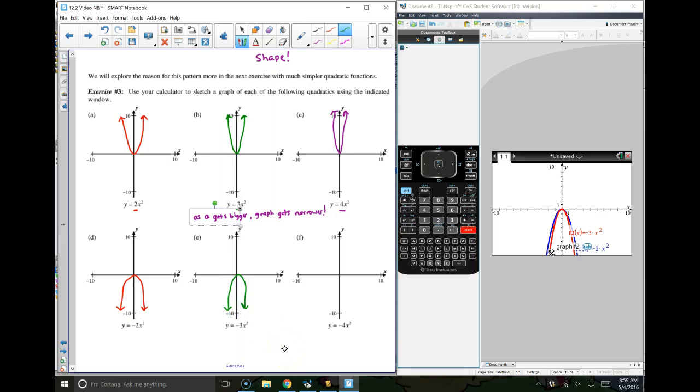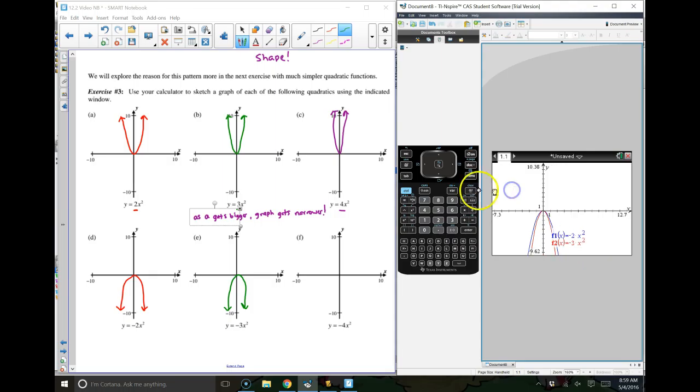Okay? And the last one, we can predict that it's going to be exactly the same, except it's going to be going concave down. Negative 4. What is happening with my graph here? Oh, I just moved it. Here, let's undo this here.